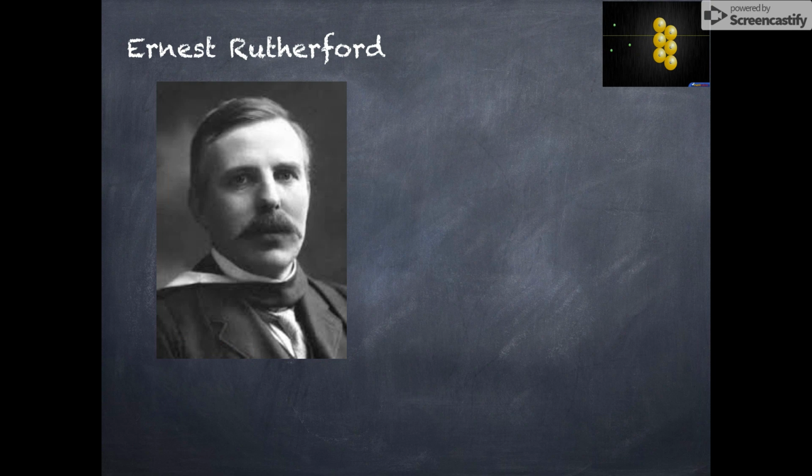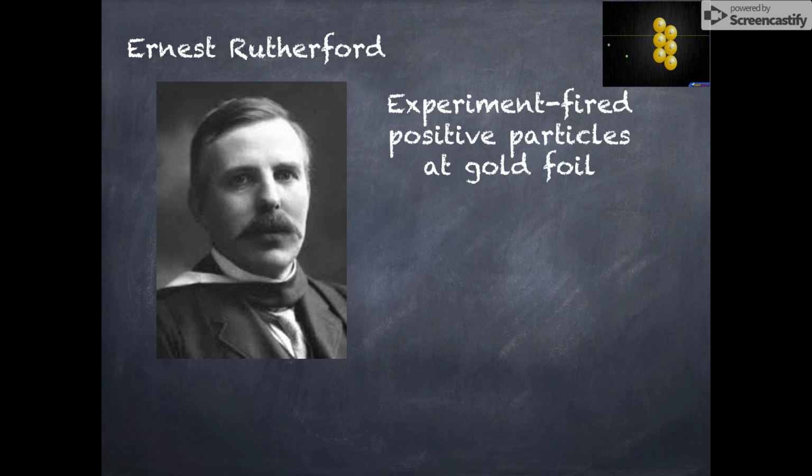Ernest Rutherford is most known for his gold foil experiment, where he fired positive particles, also known as alpha particles, at gold foil. Now, with the plum pudding model of an atom, the alpha particles passing through the gold foil would have slightly repelled and changed their course. However, when Rutherford did the experiment, he found that the majority of the particles passed straight through the foil, with a few that bounced back.